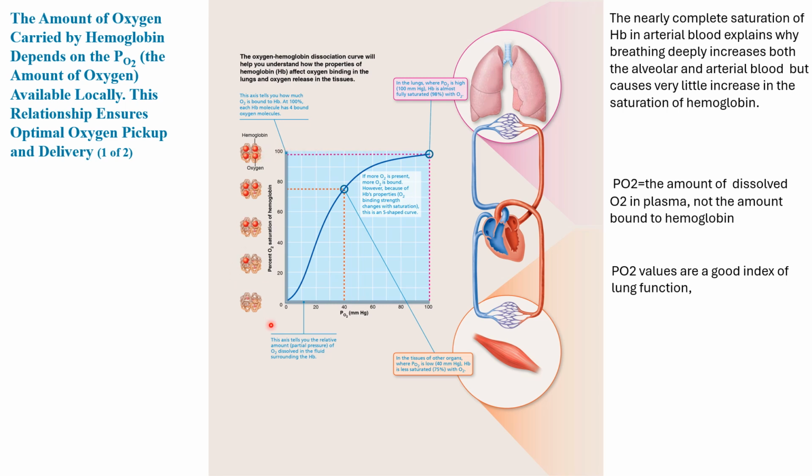Now let's start from here. At 0 partial pressure of oxygen, the hemoglobin has no oxygen. Then as the partial pressure of oxygen moves up, the hemoglobin starts taking up oxygen. The oxygen loads to the hemoglobin, and we know that as one oxygen molecule attaches to the hemoglobin, it helps the other oxygen molecules to attach, because there is a change in the structure of the hemoglobin.